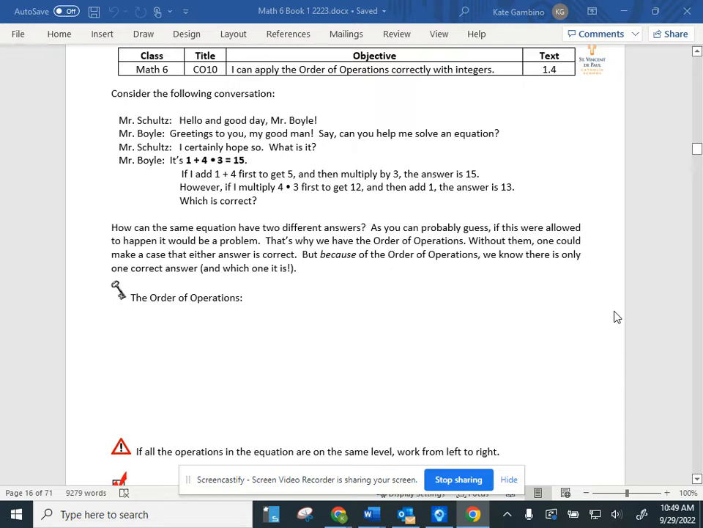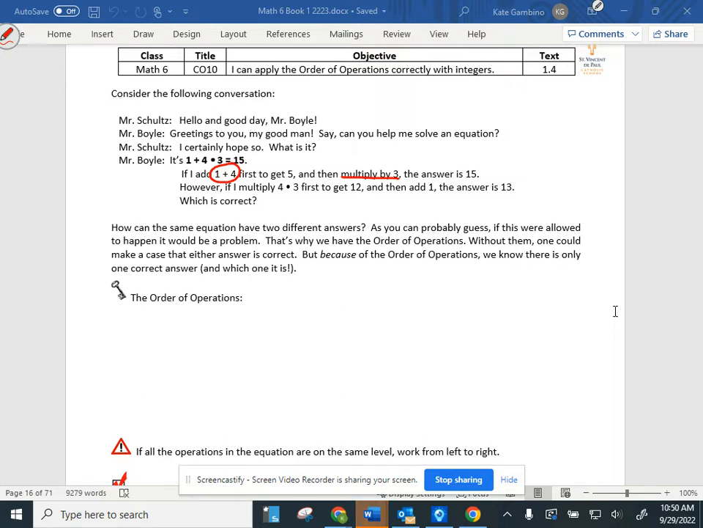When we do math problems, can we ever get 2 different answers? Well, no. It's the beautiful thing about math. It's right or it's wrong. There's one answer. How did Mr. Boyle get 2 answers? What did he do wrong, Gigi? So he added first and then multiplied by 3. Why can we not add first and then multiply, Bennett?